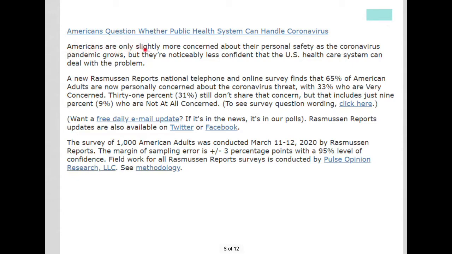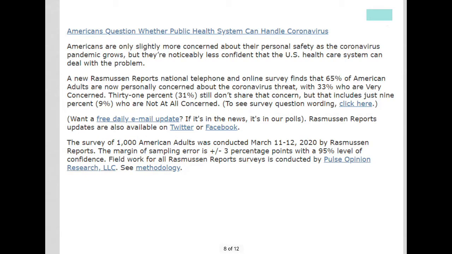So it says, Americans are only slightly more concerned about their personal safety as the coronavirus pandemic grows, but they're noticeably less confident that the U.S. healthcare system can deal with this problem. A new Rasmussen report's National Telephone and Online Survey finds that 65% of American adults are now personally concerned about the coronavirus threat, with 33% who are very concerned. 31% still don't share that concern, but that includes just 9% who are not at all concerned. And then it also tells us to see the survey question wording, click here. We're actually going to view that wording on our next video.